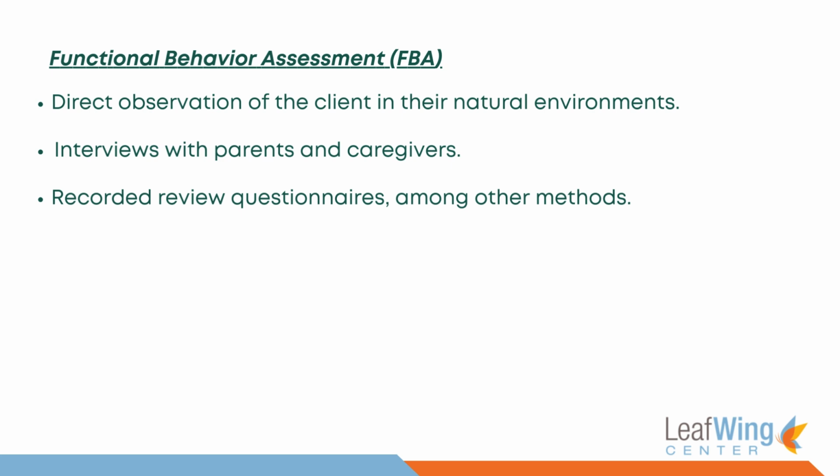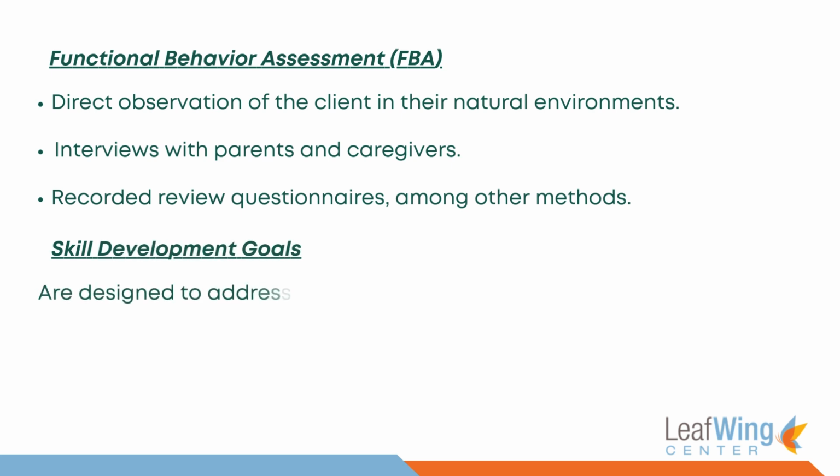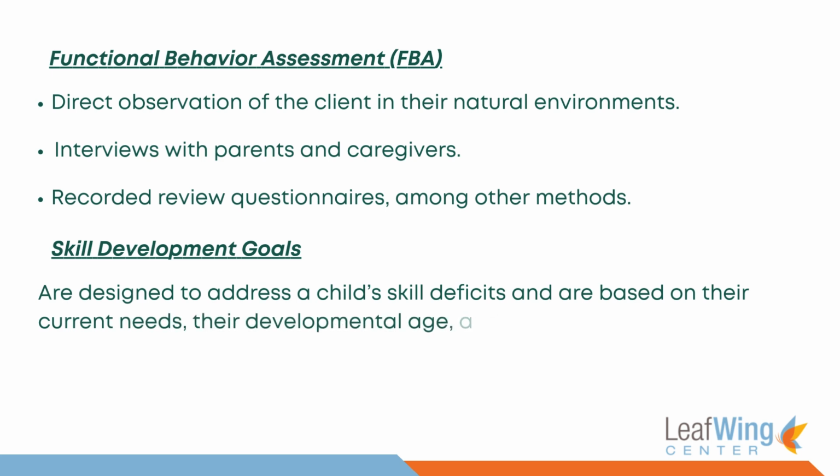Goals in ABA typically fall under two general categories: skill development goals and behavioral goals. Skill development goals are designed to address a child's skill deficits and are based on their current needs, their developmental age, and their chronological age. A child's developmental age is the age that represents their current abilities and adaptive levels, whether that be a year behind or 2 years behind their chronological age. Their chronological age is their actual age in years since they were born.